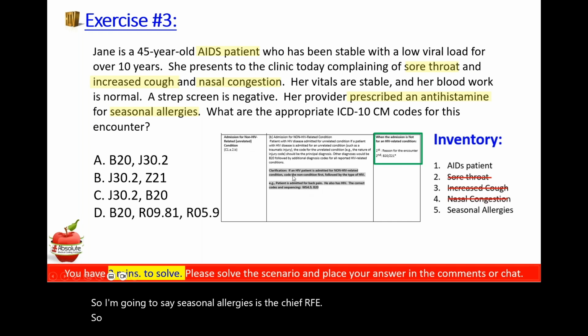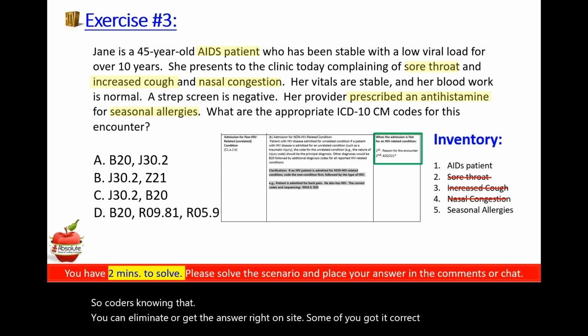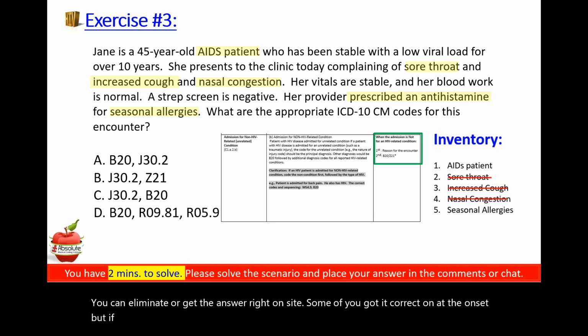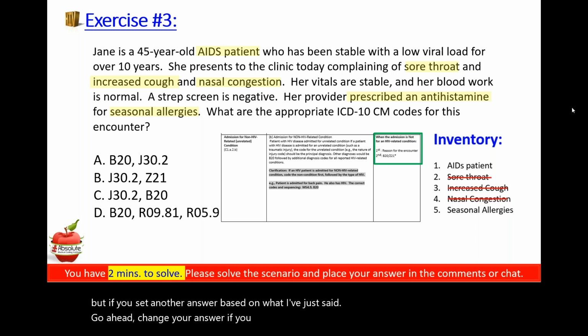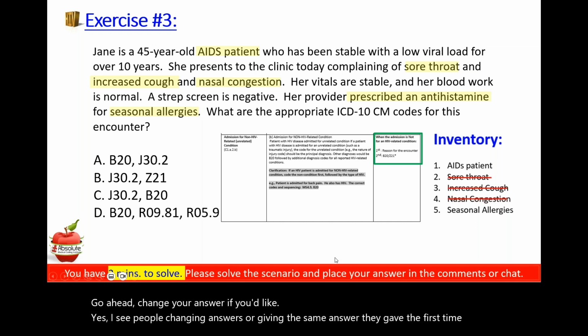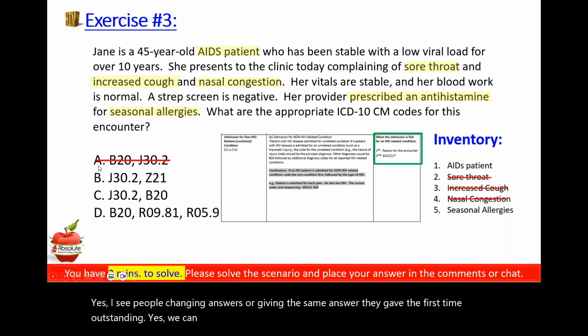So coders, knowing that, you can eliminate or get the answer right on site. Some of you got it correct at the onset, but if you set another answer based on what I've just said, go ahead, change your answer if you'd like. Yes, I see people changing answers or giving the same answer they gave the first time. Outstanding. Yes. We can eliminate A, because B20 is being sequenced first.